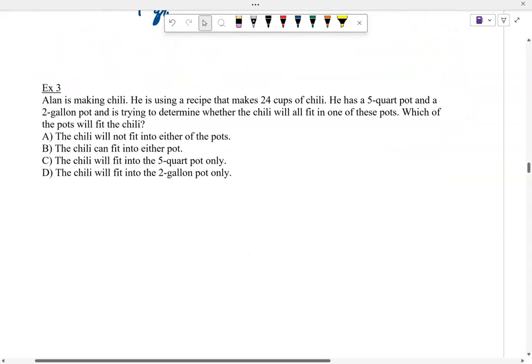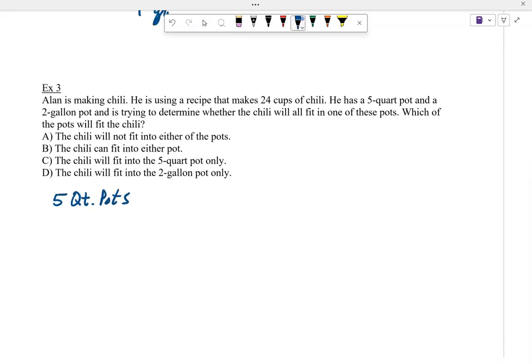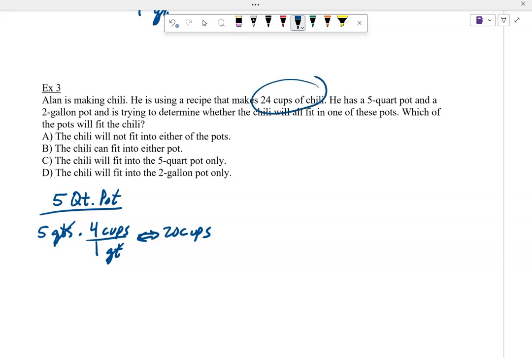So let's look at this 5-quart pot. So we've got 5 quarts. And we know there's 4 cups for every quart. So it looks like this is 20 cups. Now remember, we're trying to make 24 cups of chili. So is it going to fit in there? No, it will not fit in this container.